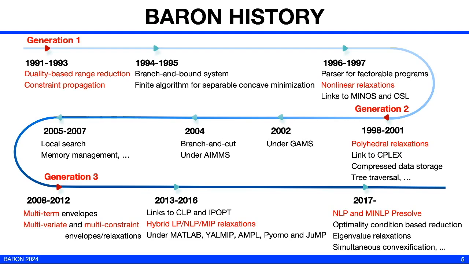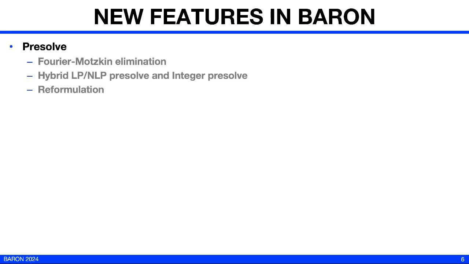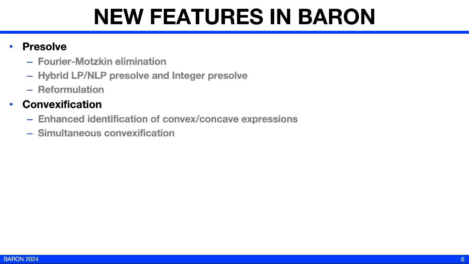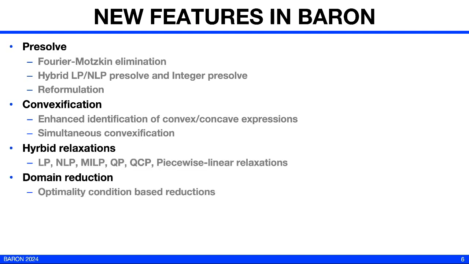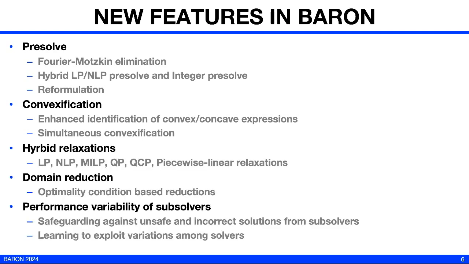Nowadays, for the third generation of Baron, we are considering the correlations between multiple variables, multiple constraints, or other information embedded inside of the model, and we involve different types of relaxations, for example, linear, nonlinear, or mixed integer linear relaxations. We are also introducing novel presolve and reduction techniques to improve the performance. In this talk, we will cover the new advances, for example, presolve, convexification, hybrid relaxations, domain reduction, and we are exploiting the variability of different subsolvers in Baron.